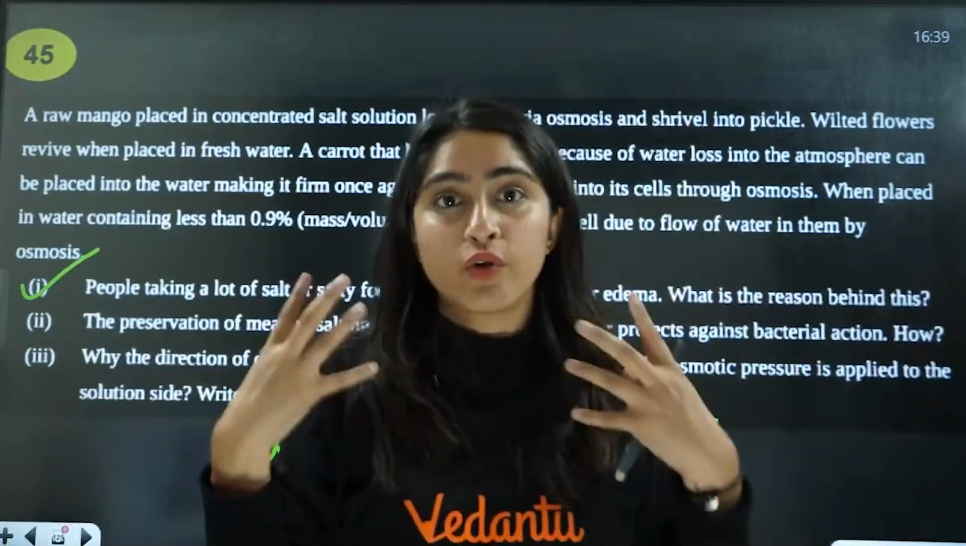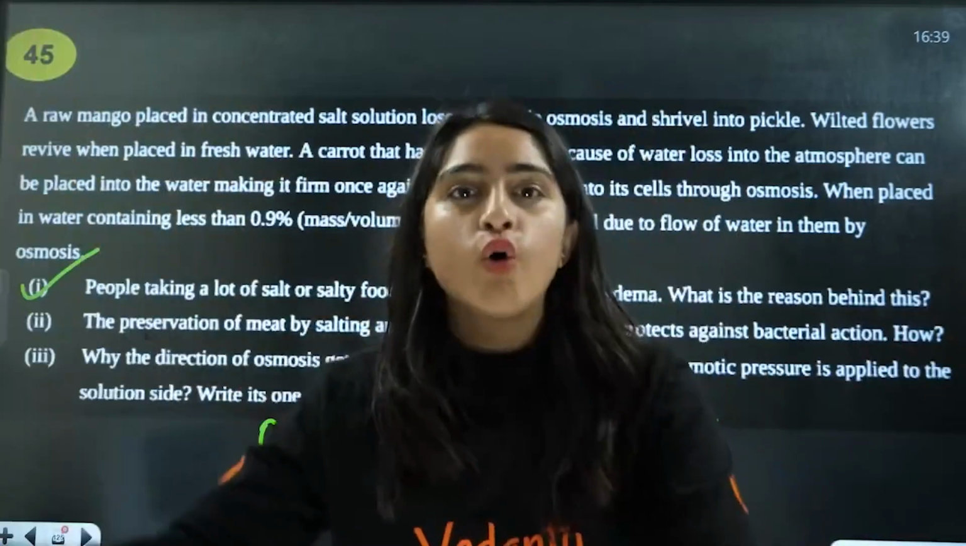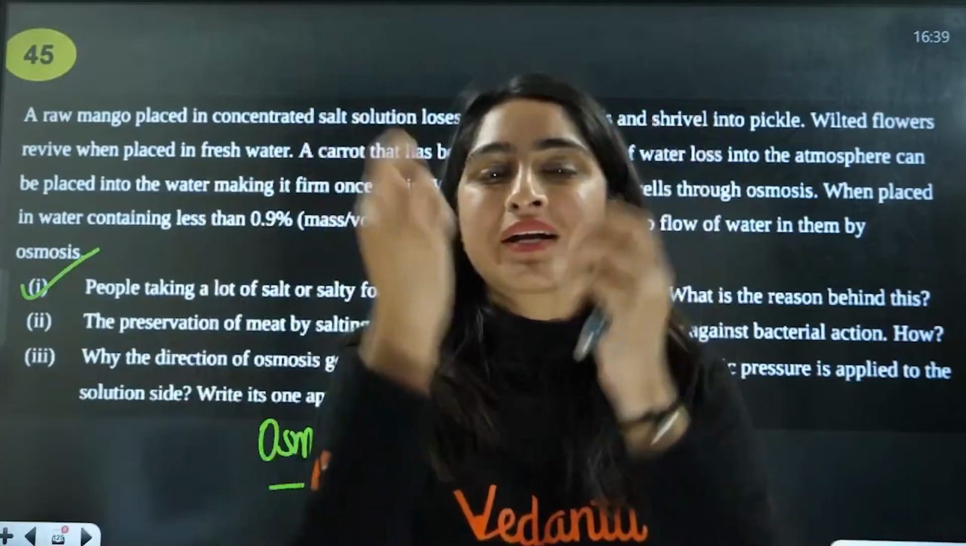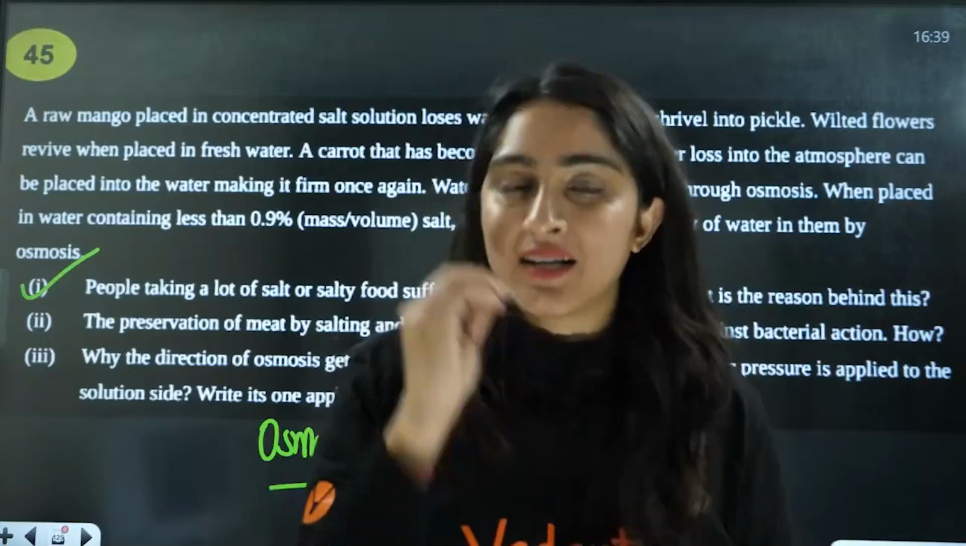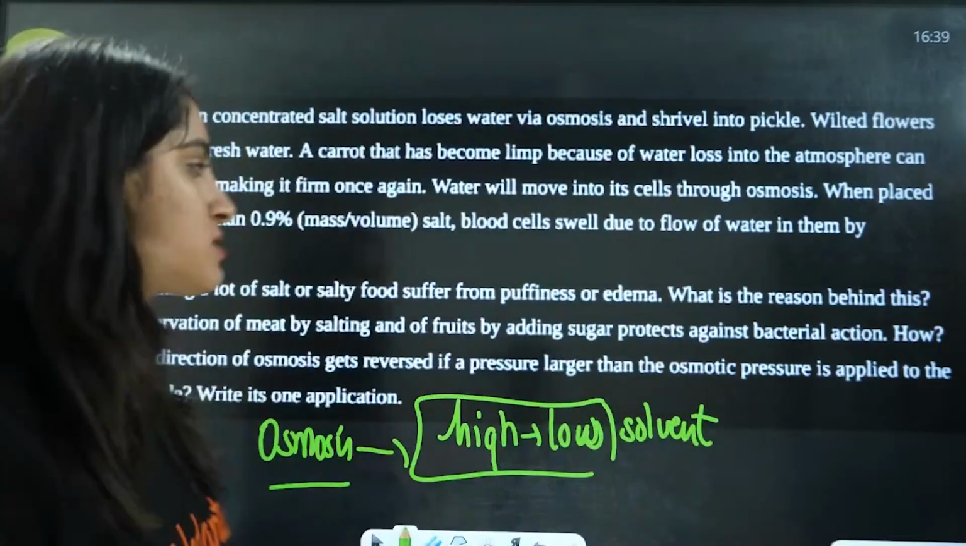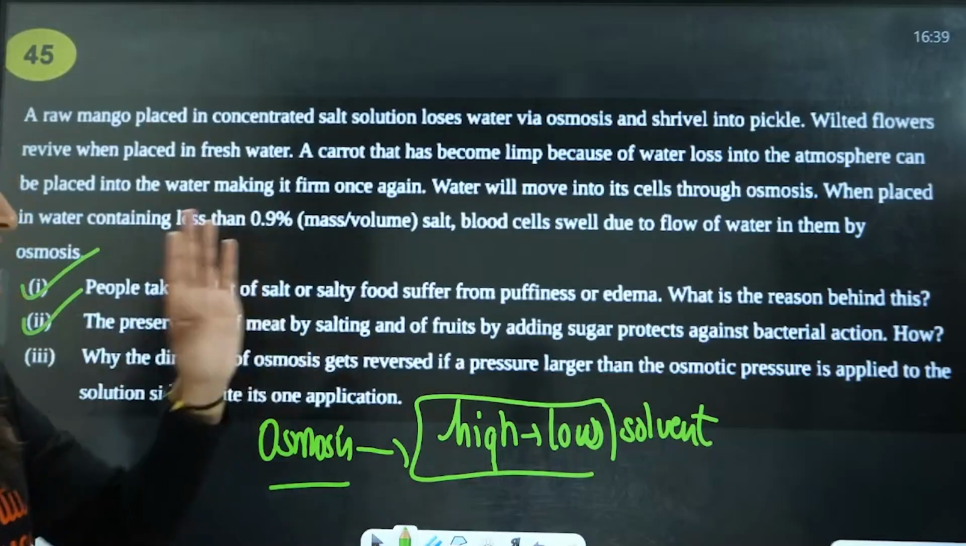So the water is going to move from high value to low value. So the bacteria is going to lose the water and the bacteria is going to shrink. And that is the reason, bacha, that is the reason the bacteria dies here. Okay, that is the reason the bacteria dies here.